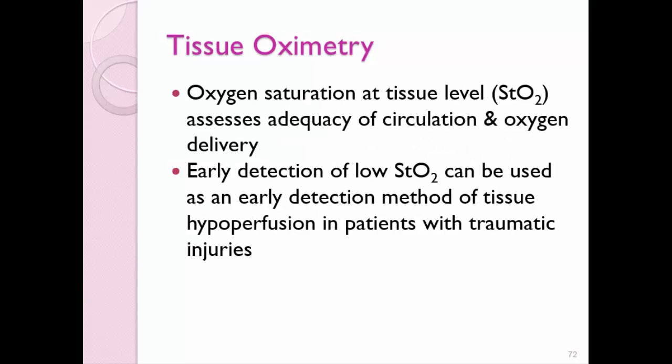The tissue oximetry, oxygen saturation at the tissue level, or the StO2, assesses adequacy of circulation and oxygen delivery. Early detection of low StO2 can be used as an early detection method of tissue hypoperfusion in patients with traumatic injuries, like a traumatic brain injury.